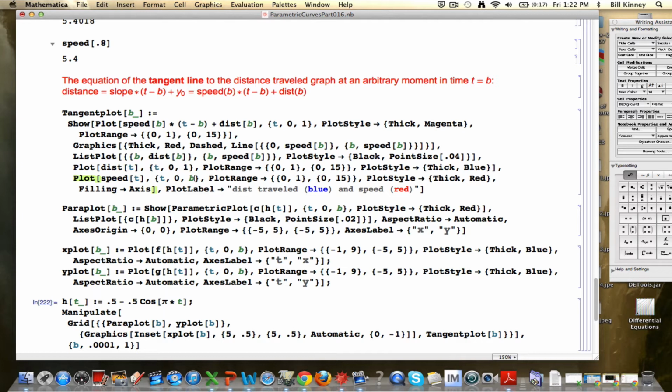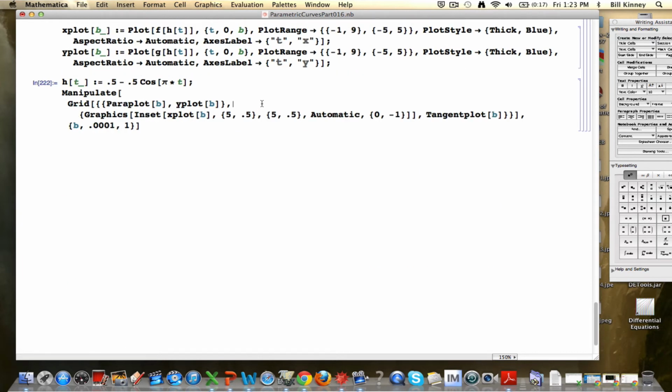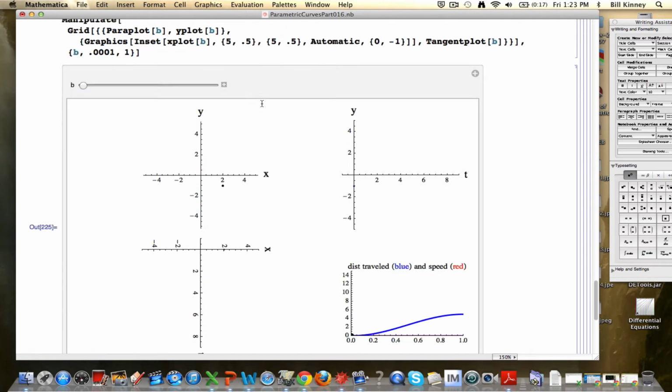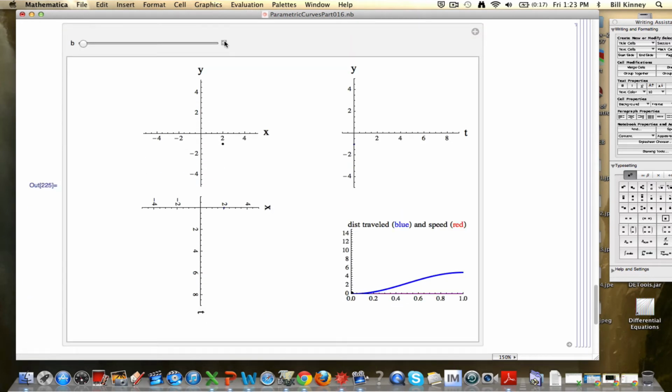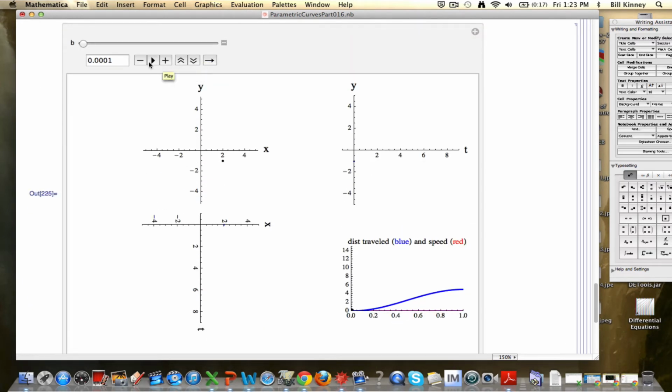Alright, I think this is what we want. Let's enter this and then re-enter this. Now watch what happens. If I run the animation, look in the lower right. Yes, the red curve is getting traced out as we go, and we also see that the area under the red graph, the speed graph, is being plotted too.